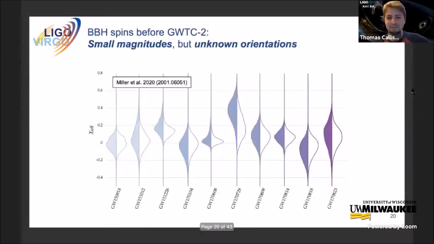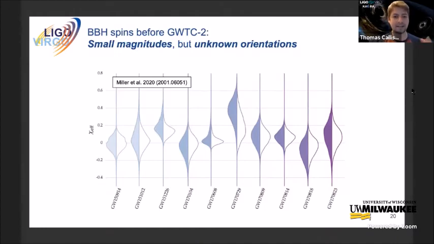Okay, next slide, please. Before talking about our updated O3A results, we can go back quickly and talk about what we knew before O3A, what we knew from the first 2 LIGO Virgo observing runs. This plot shows, for each of the 10 binary black holes in those first 2 observing runs, constraints on this effective spin parameter. Each of the violin plots shows a probability distribution on that parameter for each system.